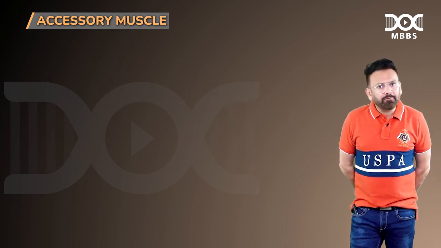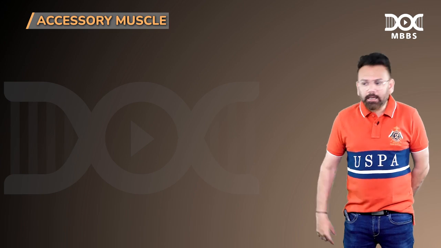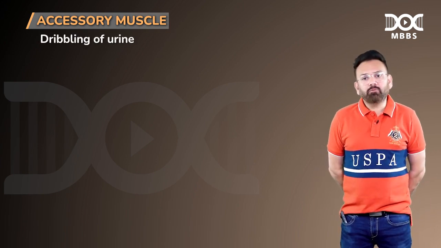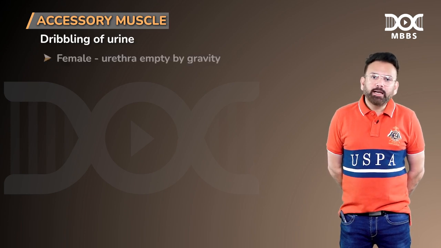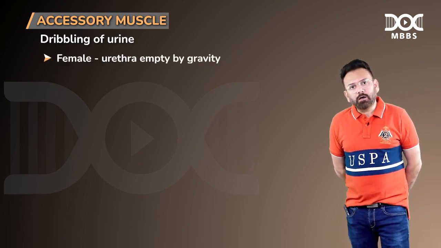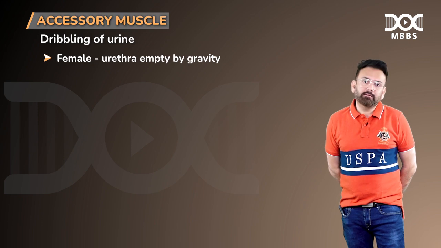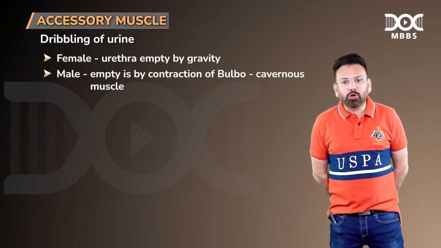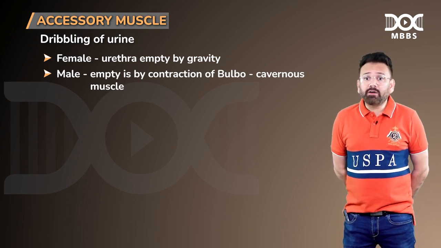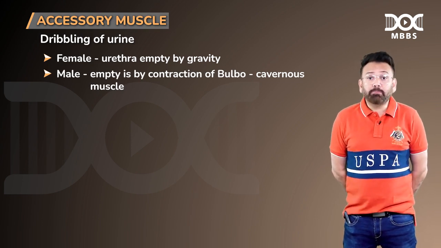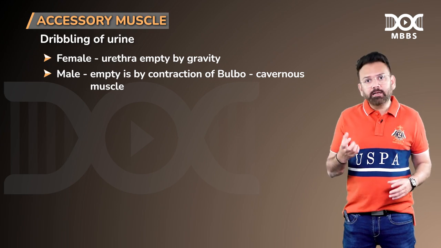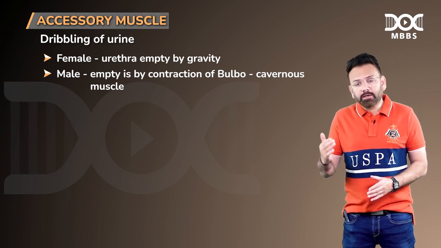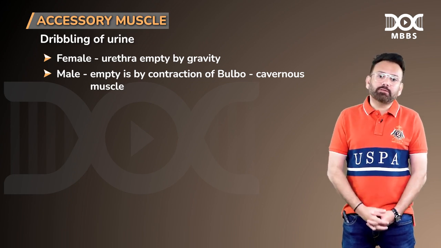And after micturition is over, the last dribbling of urine in the male is by what, and in the female by what? In the female, actually, the urethra empties by gravity. But in the male, this emptying is by several contractions of the bulbocavernosus muscle. The bulbocavernosus muscle contracts, and that amount of urine is passed. This is the last dribbling of the urine droplets.